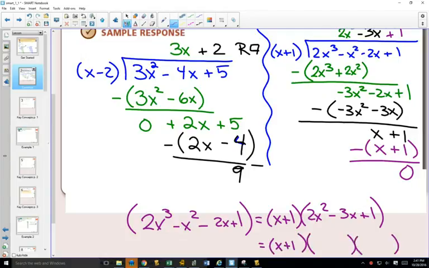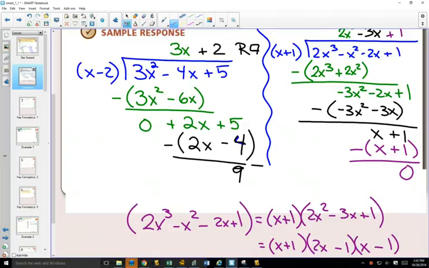How do we factor this? Well, it'd have to be 2x and x. To get 1 would have to be 1 and 1. Outside and inside need to make minus 3, so these will both be negative. And we just factored 2x cubed minus x squared minus 2x plus 1 completely.